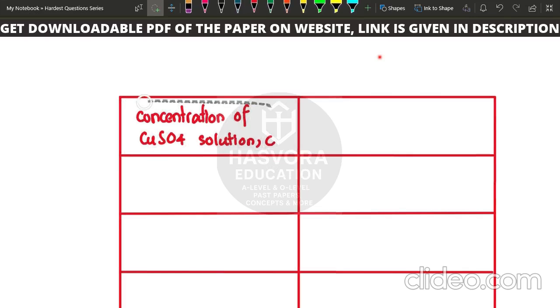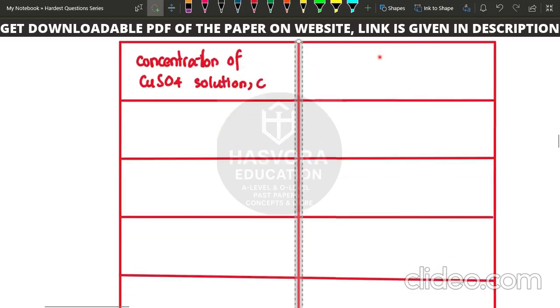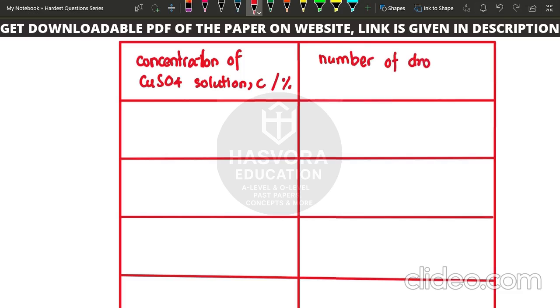You also have to mention the units, which is the percentage sign. And then the second heading will be the number of drops of P needed to reach end point.